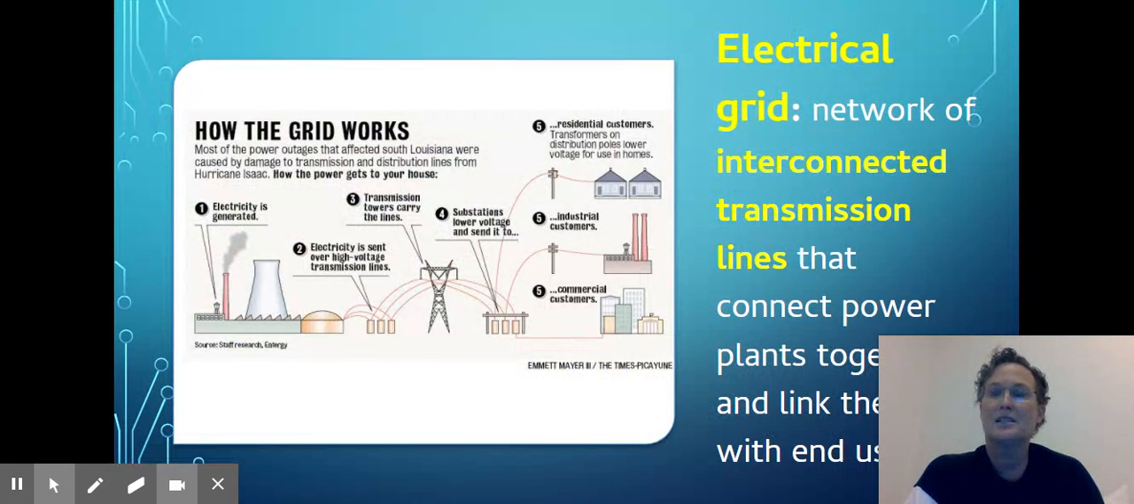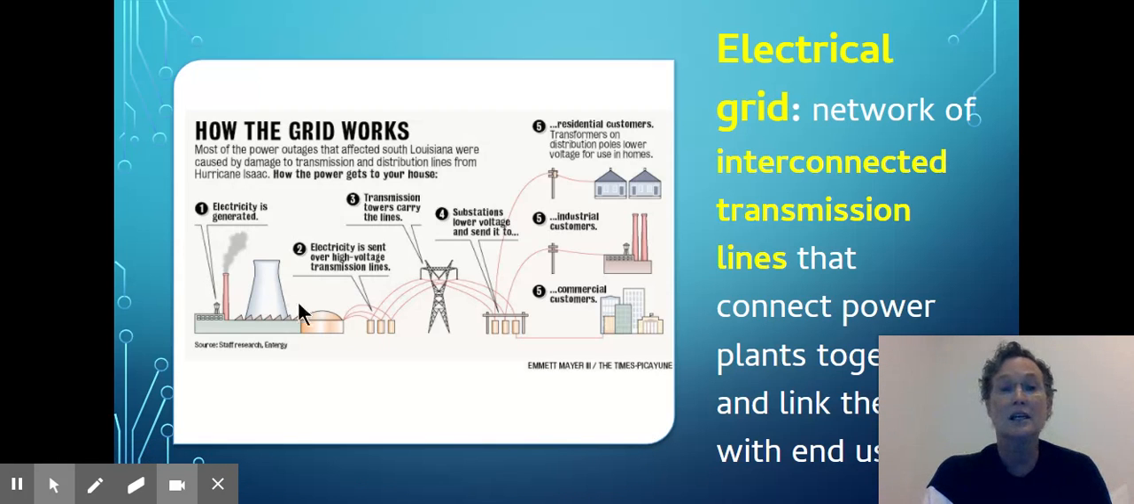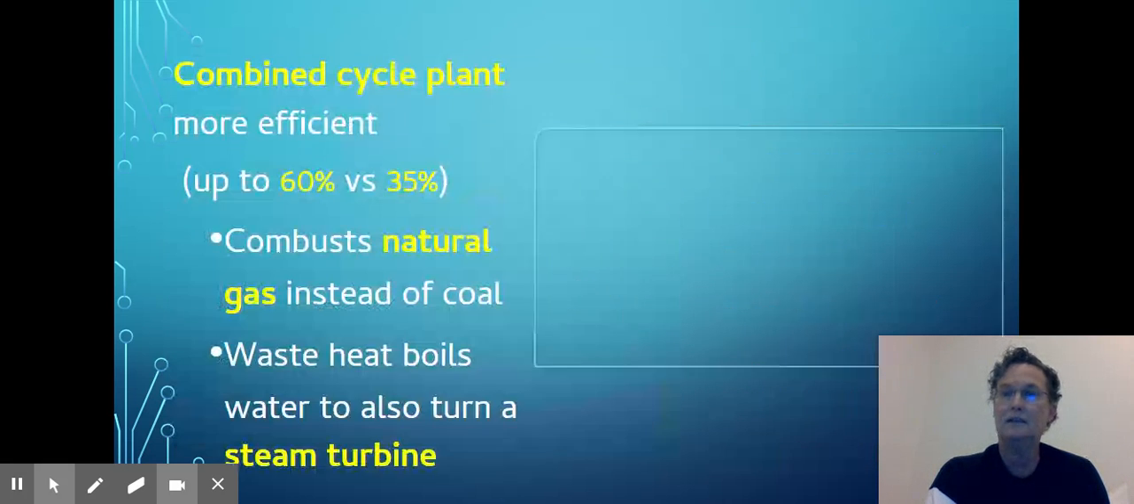Okay. So this is how it works. You have the electrical grid, and the grid is a network of interconnected transmission lines that connect power plants together and link it with us. So you get the electricity generated, could be burning coal, could be using nuclear power, could be using solar panels, and then it comes to the grid, and then the grid comes out to us. So it's the energy grid.